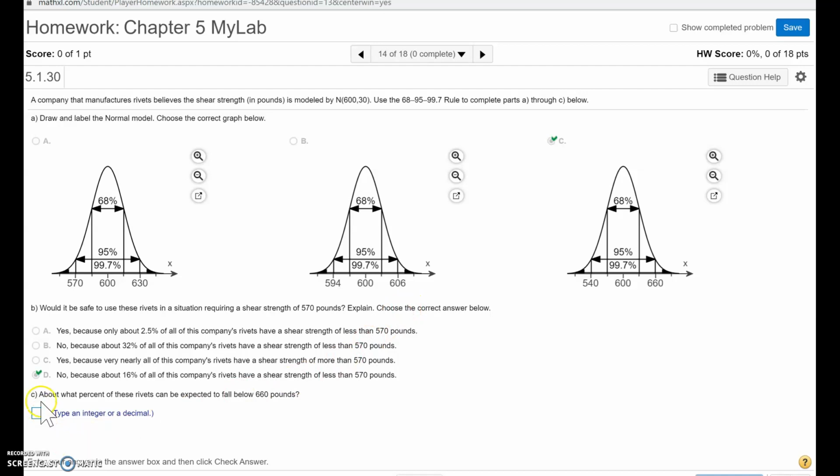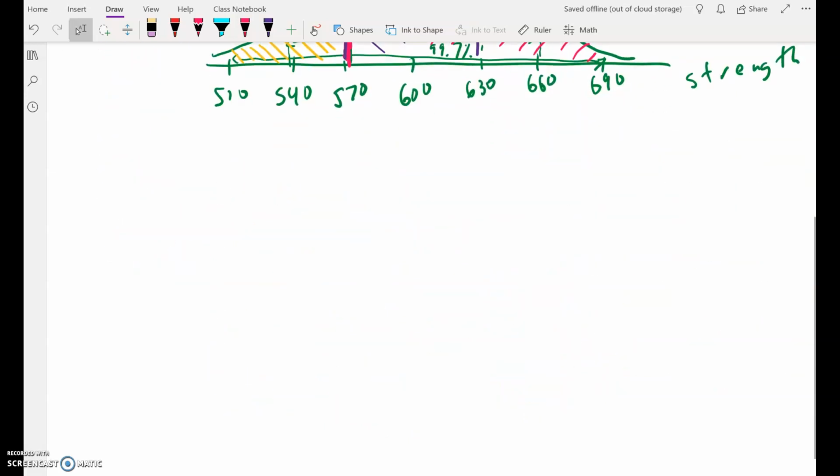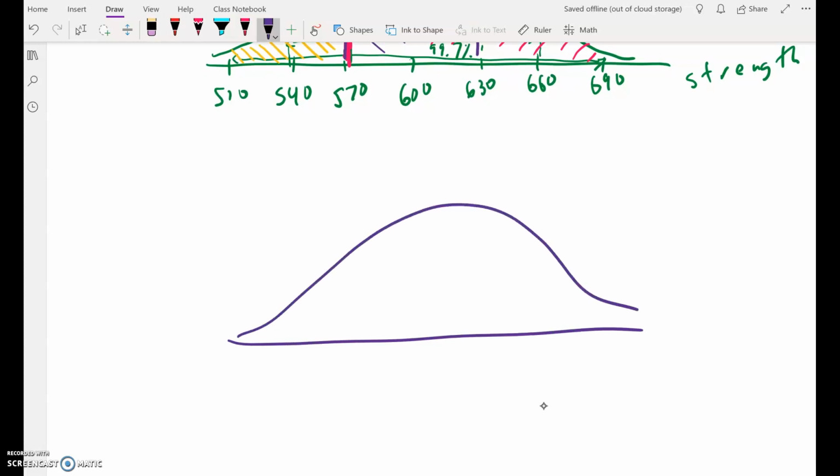Okay, so now option C, about. Again, it says about, so we can use the 68, 95, 99.7 rule. About what percent of these rivets can be expected to fall below 660 pounds? All right, so back to our picture, which is getting really messy, but here's 660 right here. Let me redraw this. So 600's in the middle. Go up 2 standard deviations. Let's go down 2 standard deviations. So 2 is good enough because it's asking about 660.